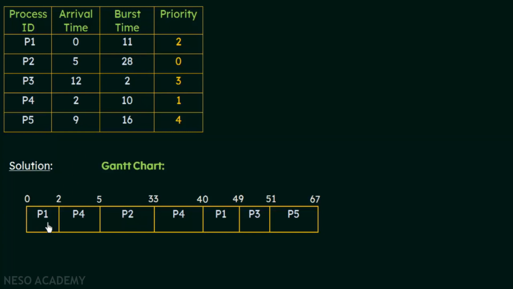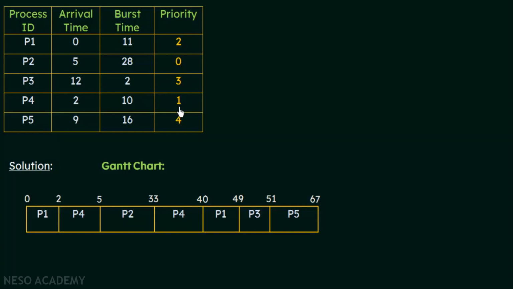So did P1 execute for 11 milliseconds? No. Let's see why. That is because the next arrival time that we have is 2. At the second millisecond, P4 has arrived. So P4 arrives at 2 milliseconds, and let's see what is the priority of P4.